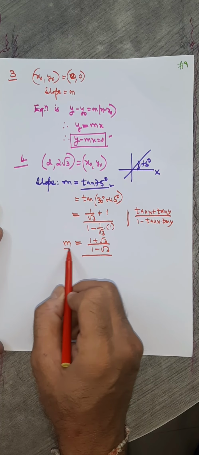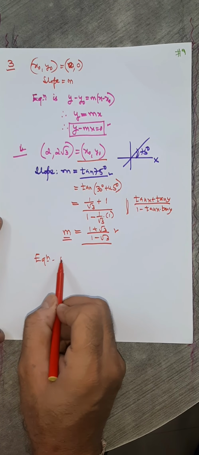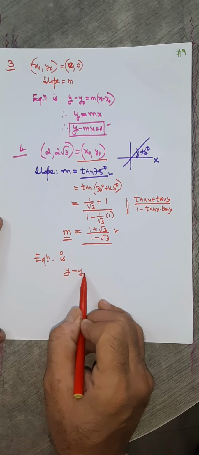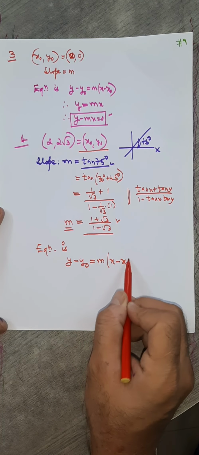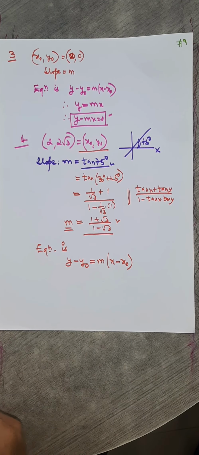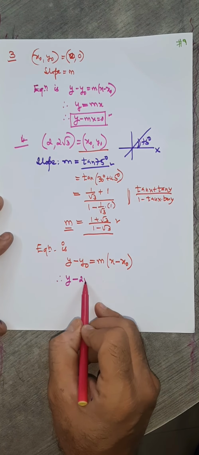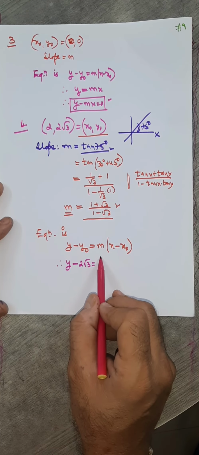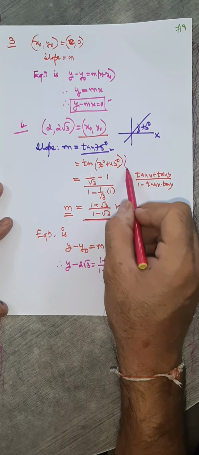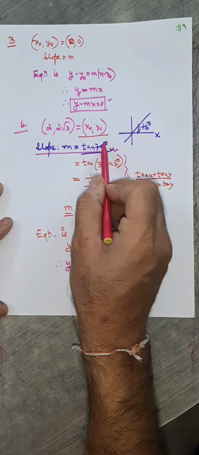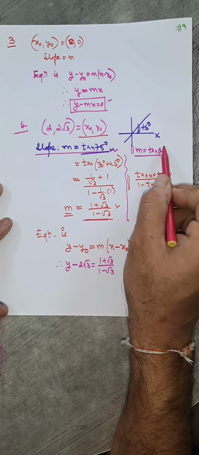You have the slope now. You have a point. So again you can use the point-slope form. The equation is y minus y0 equals slope into x minus x0. Now just place the values. Therefore, y minus y0. What is y0? 2 root 3. What is the slope here? (1 plus root 3) upon (1 minus root 3), which you have computed here. This is simply trigonometry. I hope this is clear to you. I've used m equals tan theta, if you remember.